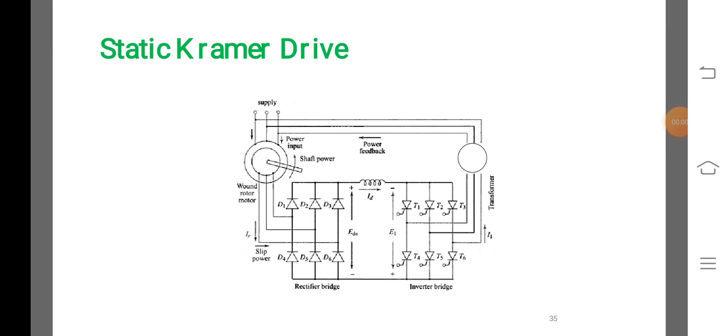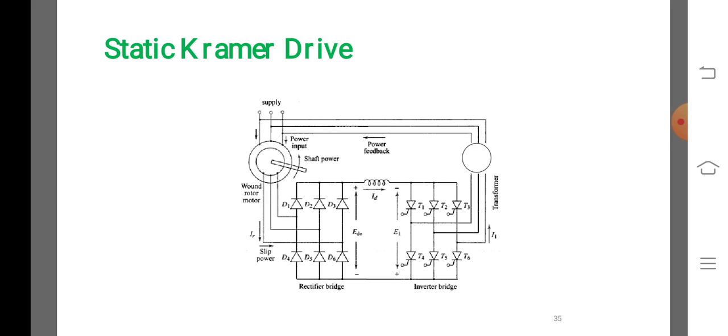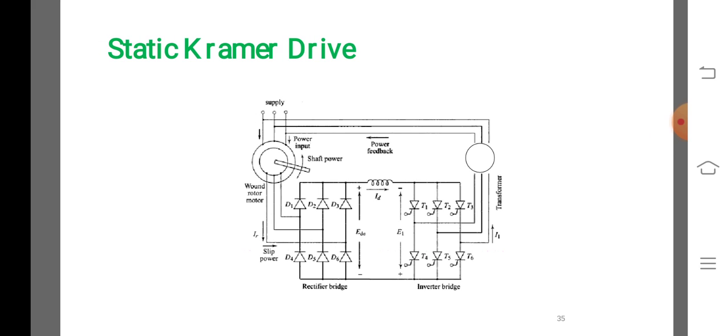Everyone, let us see the static Kramer drive. In this static Kramer drive, the slip power in the rotor circuit of an induction motor can be returned to the supply by replacing the chopper and resistance. So this is the block diagram of the static Kramer drive.